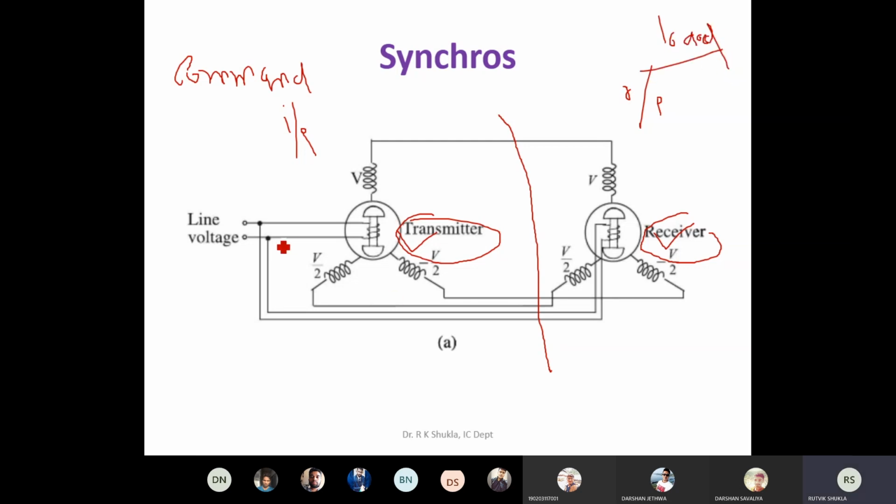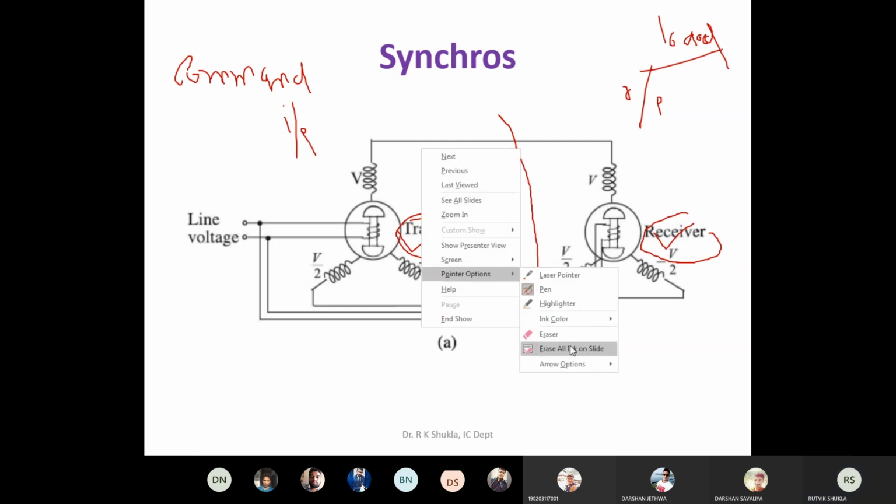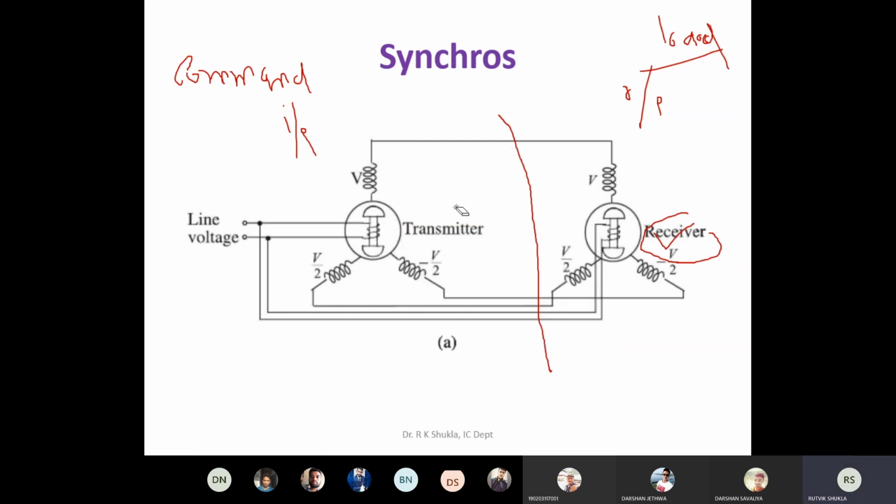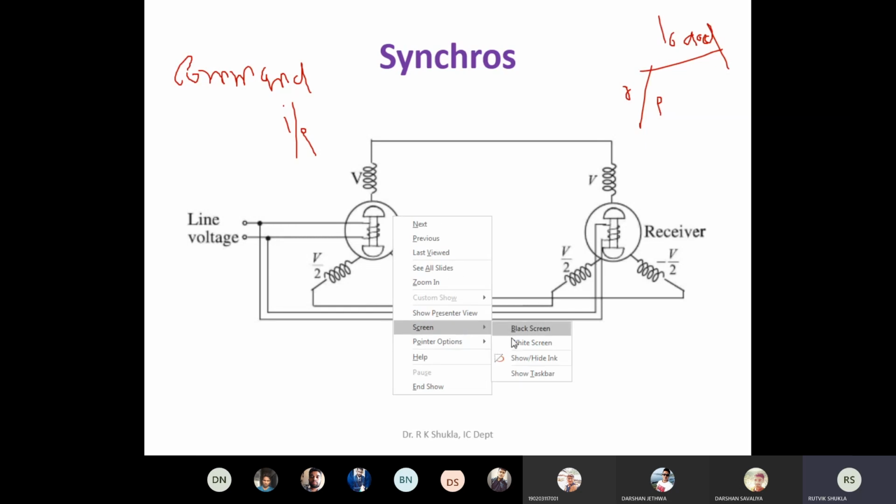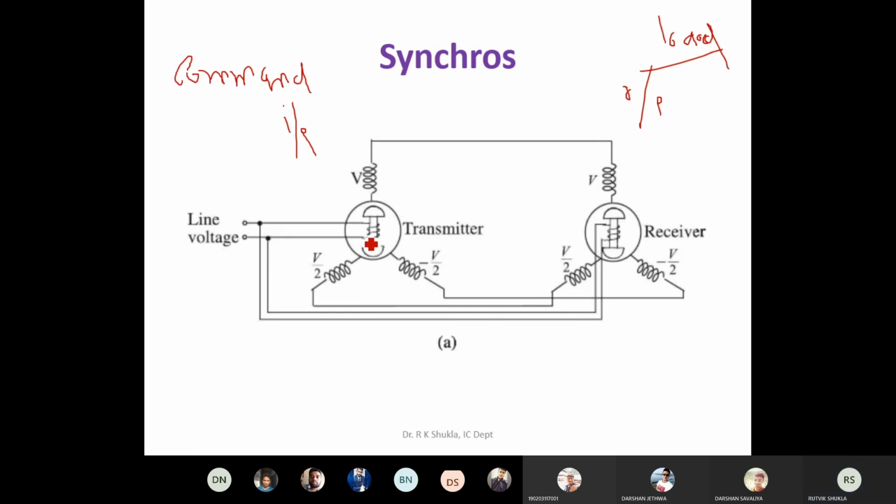Clear? This is a load side. Now what it says, what happens in this case, let's see. Now see the construction, how they are connected. This is a line voltage, this is a rotor of the transmitter, this is a rotor of receiver. Now rotor of transmitter and receiver both are connected by the line voltage.